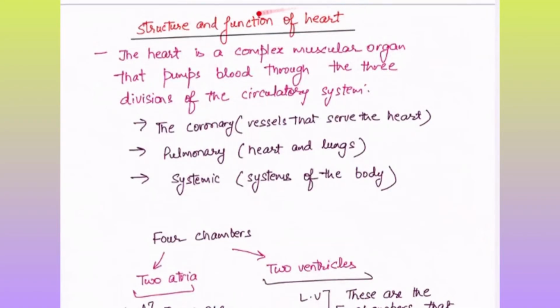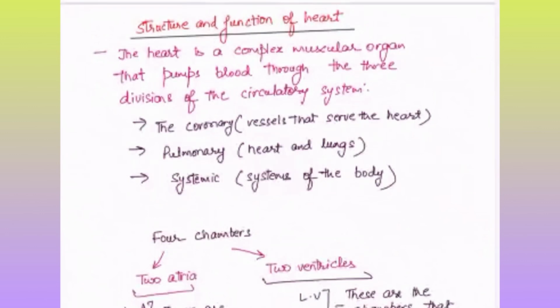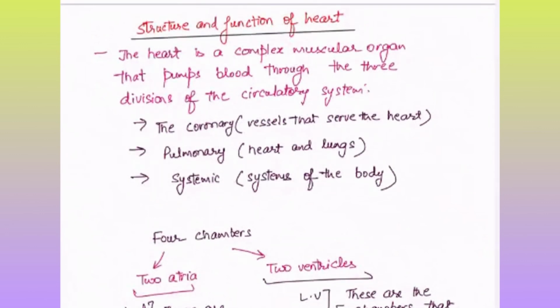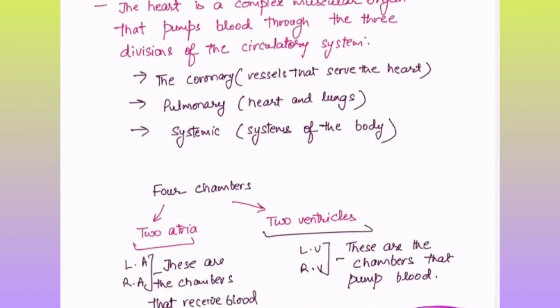This is part 3 of circulatory system. In this video, we are going to discuss the structure and function of the heart and a few more things which are left in the circulatory system. So the heart is a complex muscular organ that pumps blood through 3 divisions of the circulatory system: the coronary, that is vessels that serve the heart; pulmonary, heart and lungs; and systemic, systems of the body.